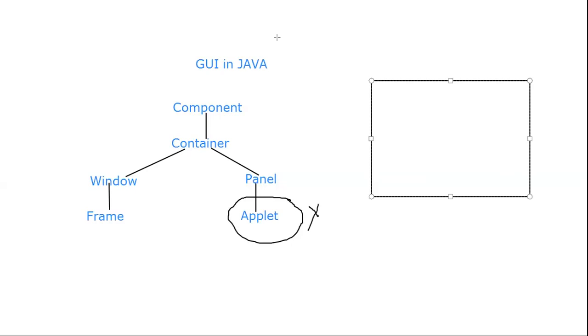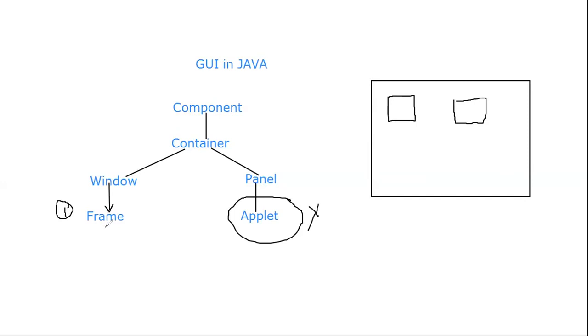Inside this square box, I'm going to place a button. For example, I'm going to place a button here, then a label here. It means different controls can be placed inside these containers, which may be window and panel. But directly we are not going to use the window class, we are going to use which one? Frame class. Frame is a subclass of which one? Window. That is the first window I'm going to discuss, called the frame window.